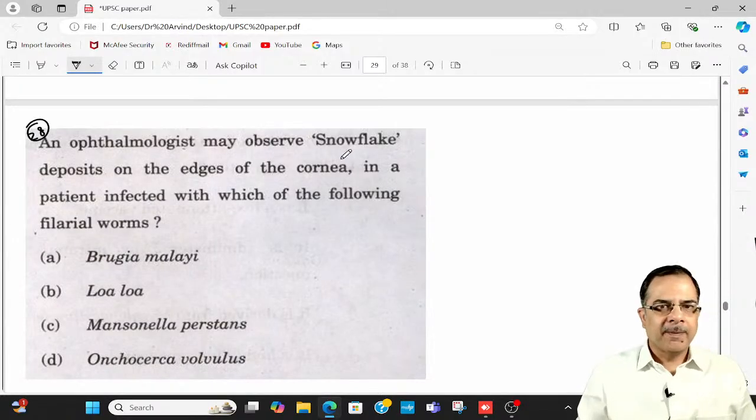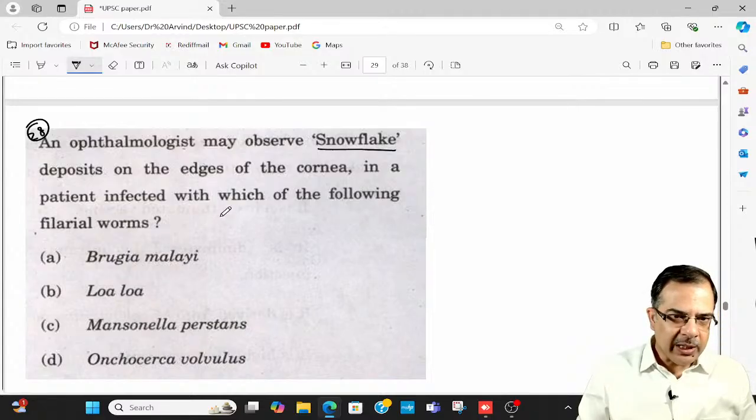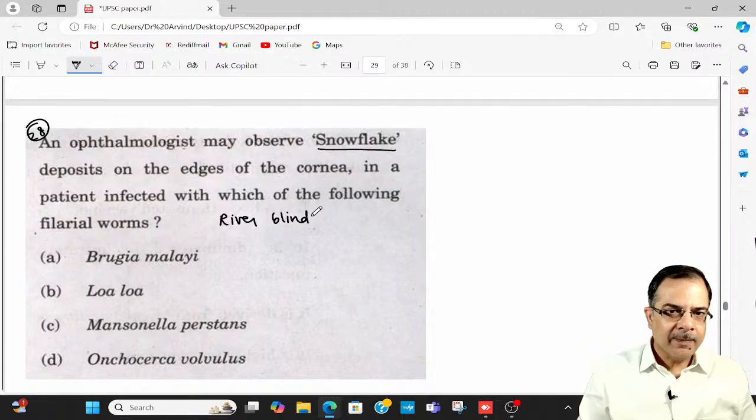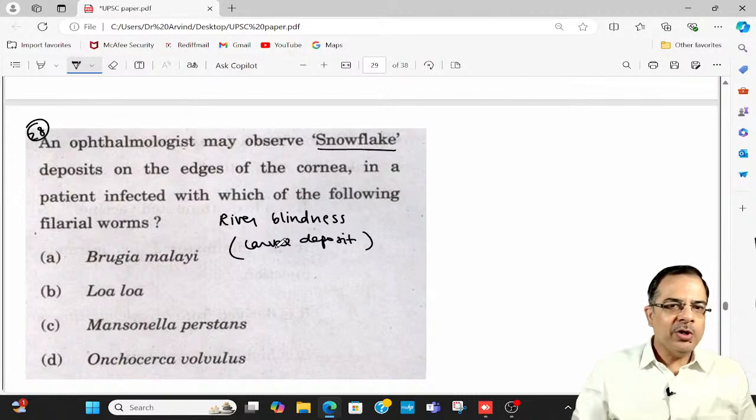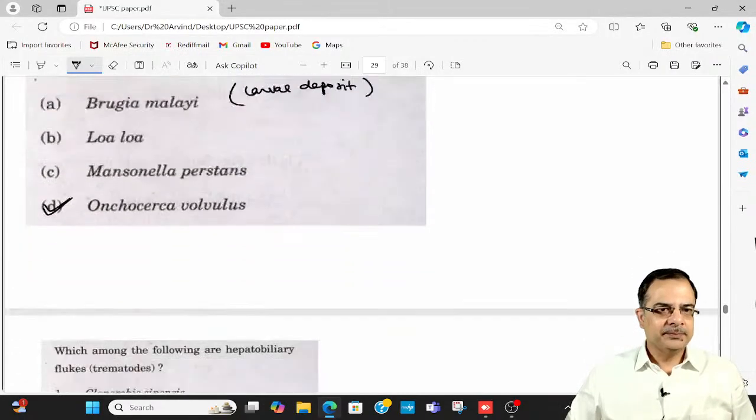28. Characteristic snowflake deposits on the edge of the cornea are seen in which condition? The hint to you is it is also known as river blindness. So the microfilarial larva deposit in the eye, in the cornea. So the answer for this question will be D option. Yes, D will be the correct answer here. River blindness.